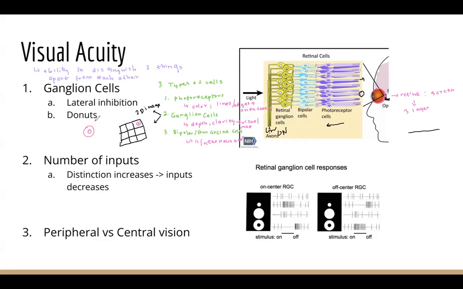What's really interesting is that this type of ganglion cell perceives depth. Basically, if light hits the exact center, then the whole cell gets activated. But if it hits the edge, then it's not activated at all. But if it hits both the center and the edge, then it's weakly activated.